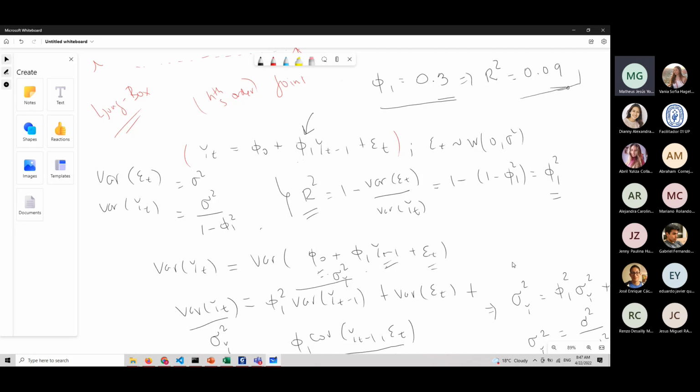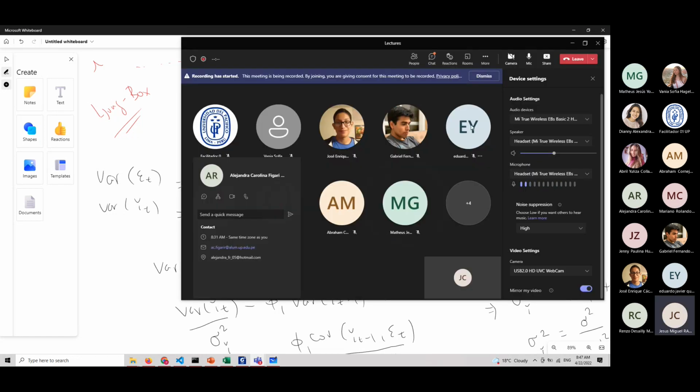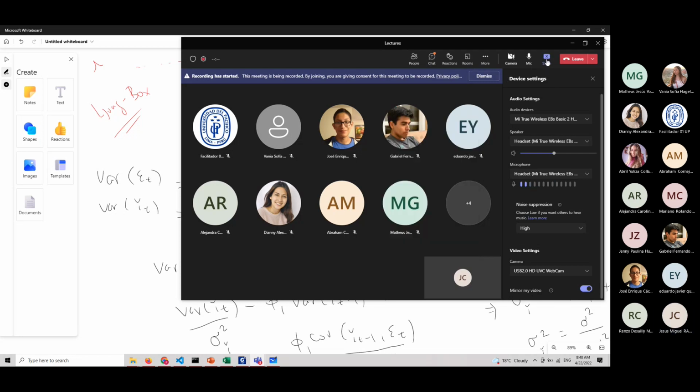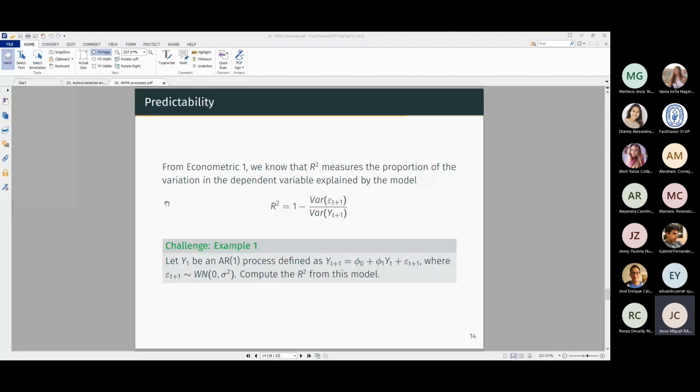Profe, por esa razón se utiliza otros criterios, o sea, el Akaike, por ejemplo. That's right. That's why we use other criteria to pick a model. So we won't look at the R square. By construction, the R square will be low.